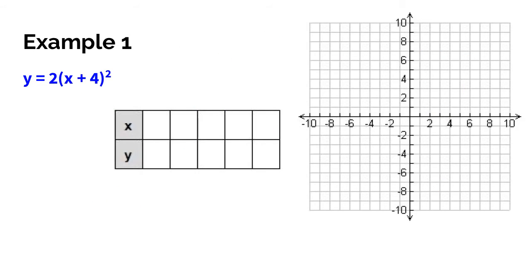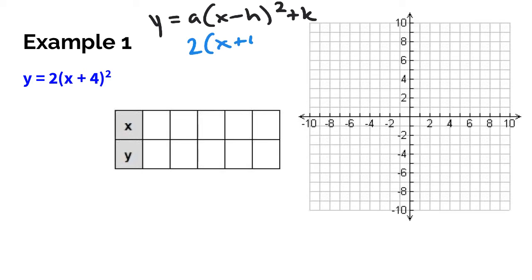Next example, I have 2 times x plus 4 squared. So again, comparing this to vertex form, I have a times x minus h squared plus k. Here I have the 2 times x plus 4 squared. Notice there is no k value like we said before, which means my k value is going to be plus 0. 2 is my a value, and then h would be that value next to x.